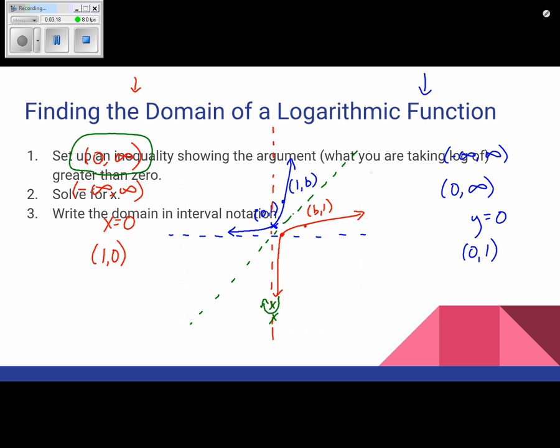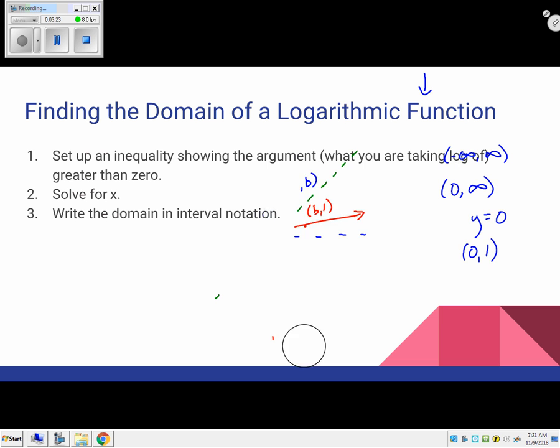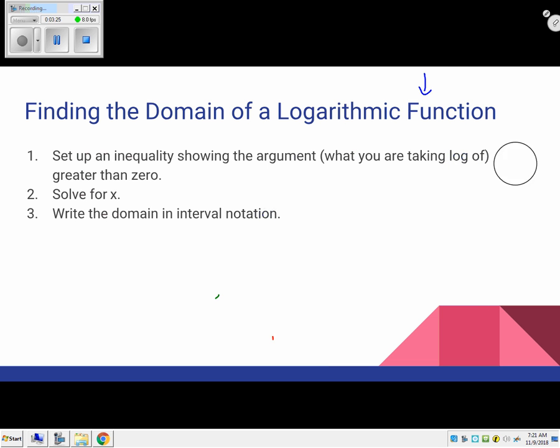And so that's the first thing I want to work with today, is finding the domain of a logarithmic function. And so this little 3-step process will get us through all of them. What I want to do is set up an inequality. It has to be greater than 0 every time. What has to be greater than 0? The argument, which is what I'm taking the log of. There's going to be a lot of other things happening in the function. I'm just going to ignore that. Solve for x, and then as always, I want to answer in interval notation.